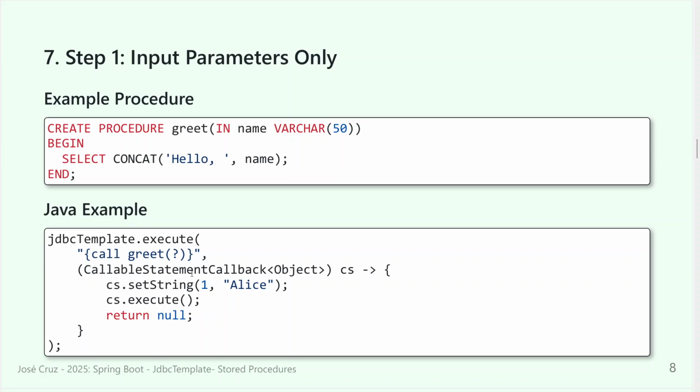So this callable statement is usually replacing the prepared statement. So this is a callable statement callback, meaning that it will execute the stored procedure and then it will execute this code when you do this execute here.